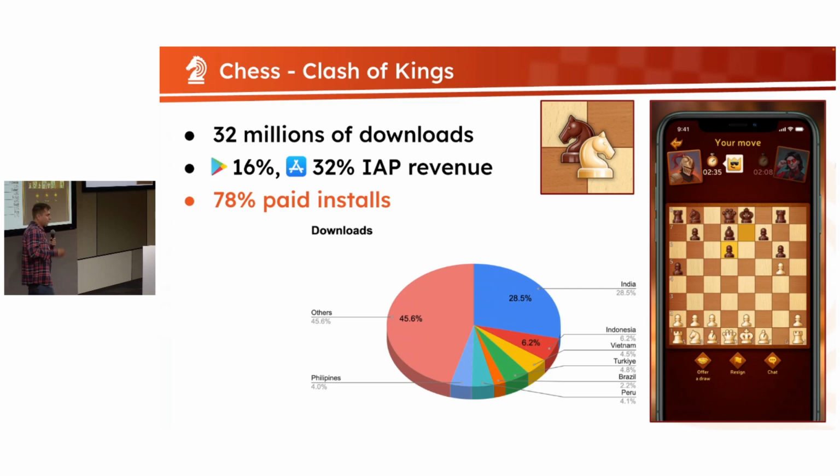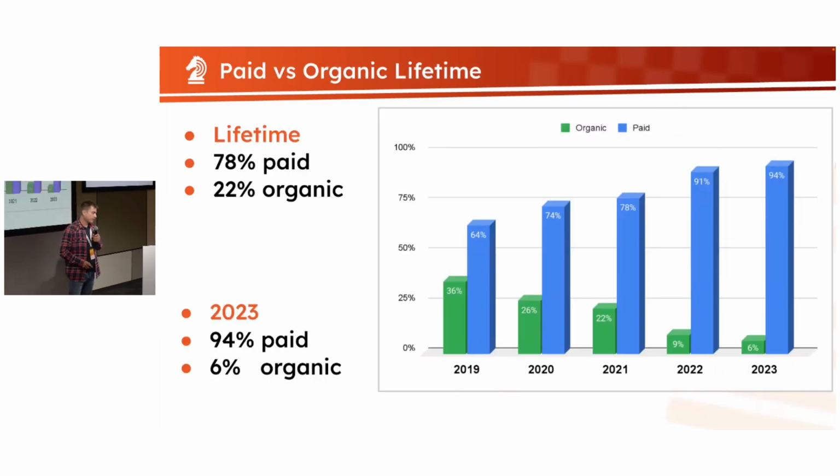If we look at this, 80% of installs are paid, and this is lifetime, so for our whole project from the very beginning. And if you look at what happened this year, 2023, only 6% is organic traffic. If you look at the trend, organic traffic goes down and down each year. So probably next year it will be 3% or something less. 3% is almost zero, so we are not even calculating the revenue. It's not important anymore for us. So this is a game based on acquisition.